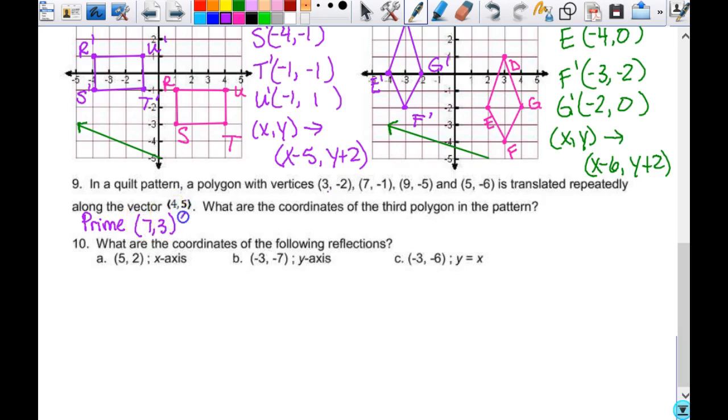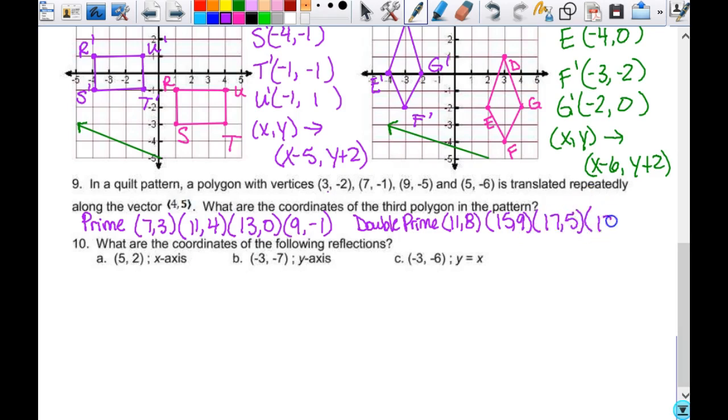But if I'm going to translate it along this vector, then my first set would be 7, 3, 11, 4, 13, 0, and 9, negative 1. So then if I do it again, that's what's called double prime, and that would be my third one. So it's doing this twice, or doing this one again since it's already done once. So that would give me 11, 8, 15, 9, 17, 5, and 13, 4.